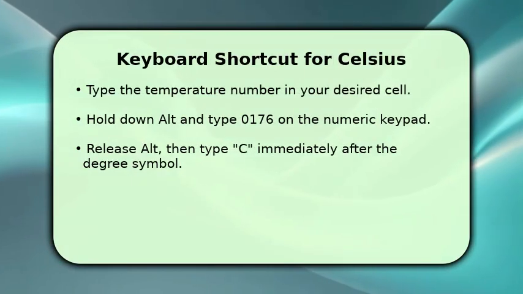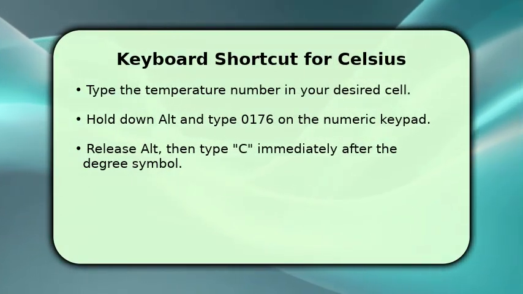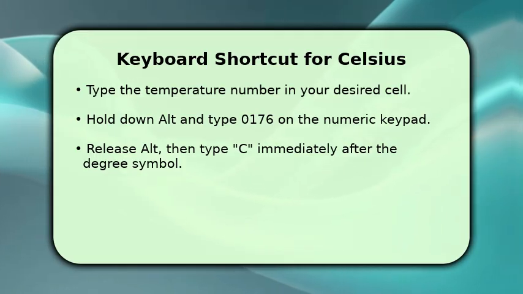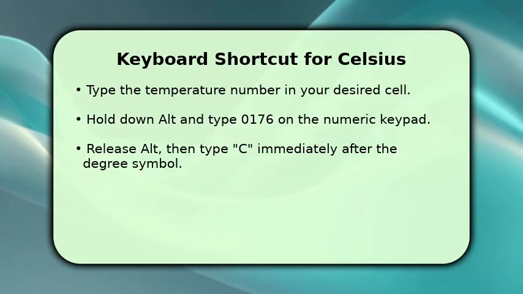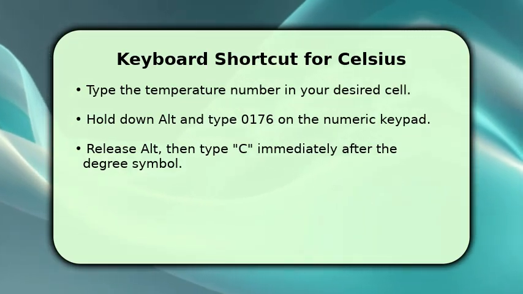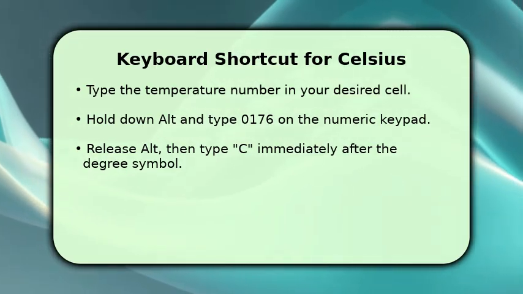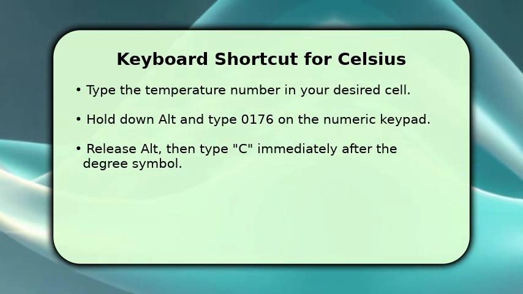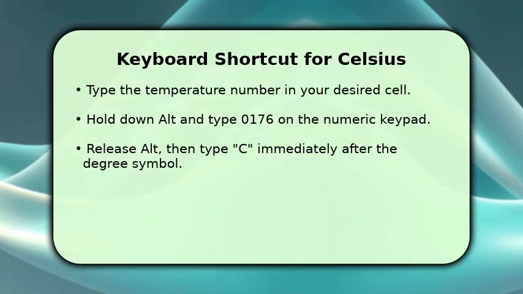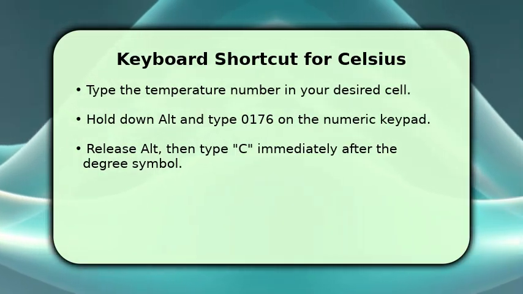For a quicker approach, especially if you're adding many temperature values, use the keyboard shortcut. First, type your temperature number into the cell. Then, hold down the Alt key and using your numeric keypad, type the numbers 0176. Release the Alt key and the degree symbol will appear. Immediately follow it with the letter C to complete your Celsius entry.